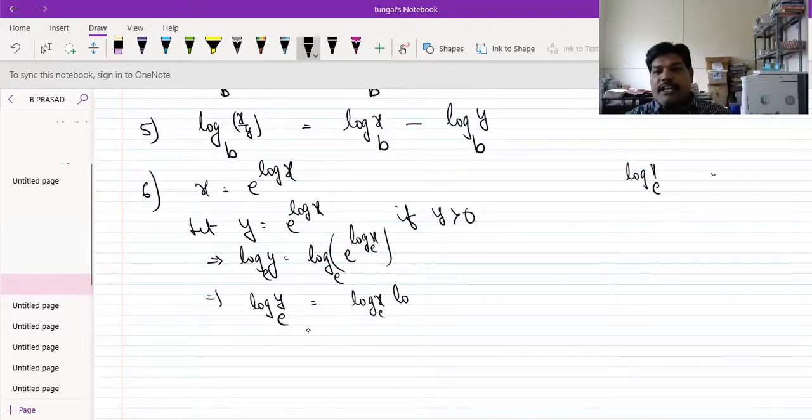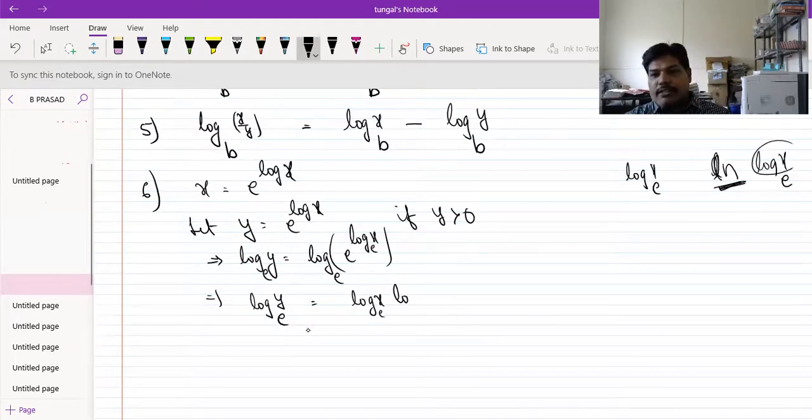Log x base e can be written as ln. Understand that that is a natural logarithm. And also we can write it as log x. Log x is nothing but the base is e. Are you understanding that? So ln is nothing but log with base e only.